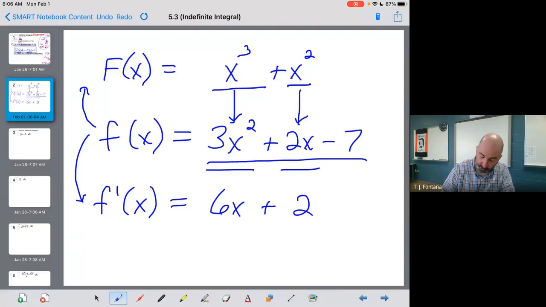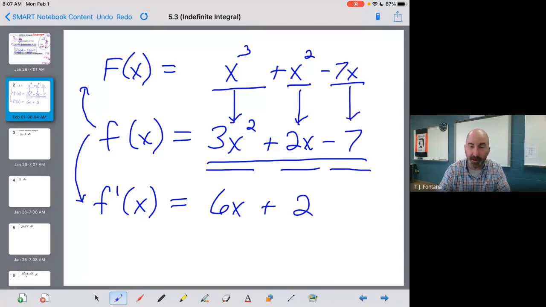How about our third term, guys? Let's anti-differentiate the -7. What function in the first semester could we differentiate to get a derivative of -7? -7x. Let's see, derivative of that, yeah, would get me -7. So it kind of feels like we're done. There's only one little problem. And does anybody think they figured out what it is already?